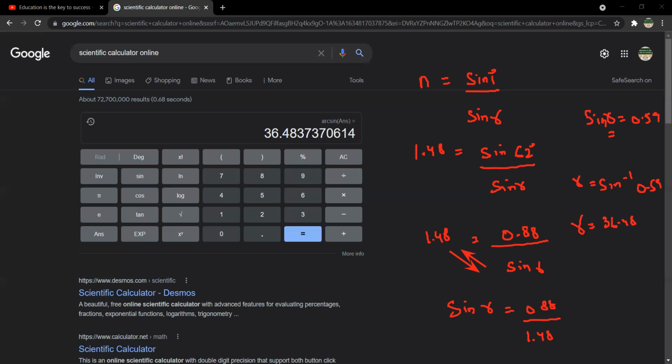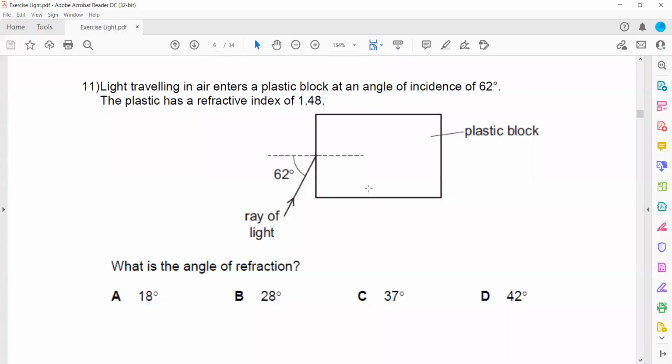Now we check the options. So 36.48 matches, it's close to 37. That's why it's not 42, it's not 28, it is not 18. Is this question clear?